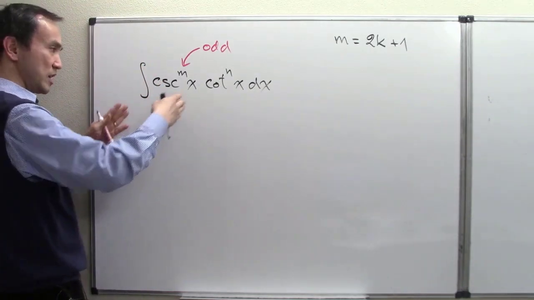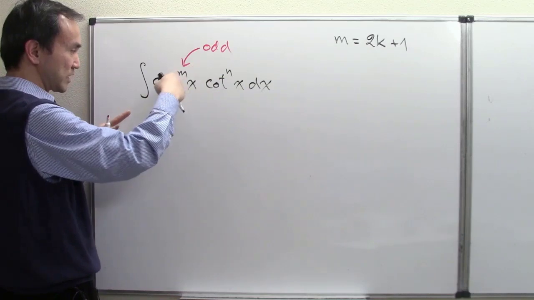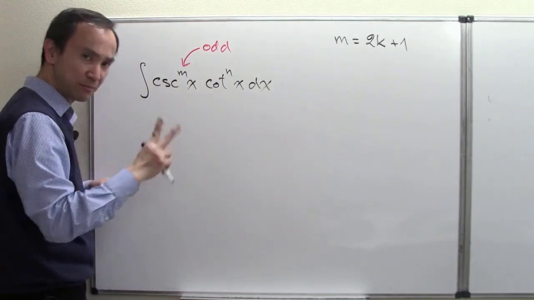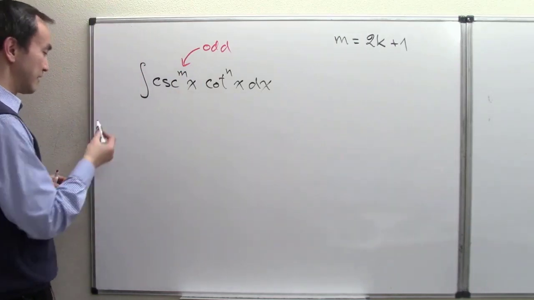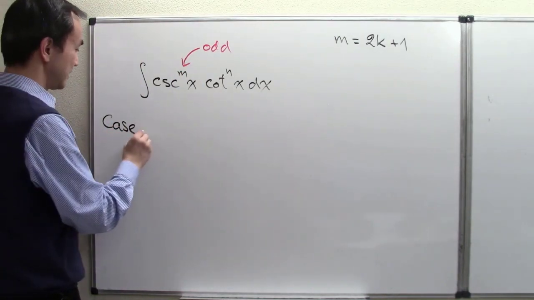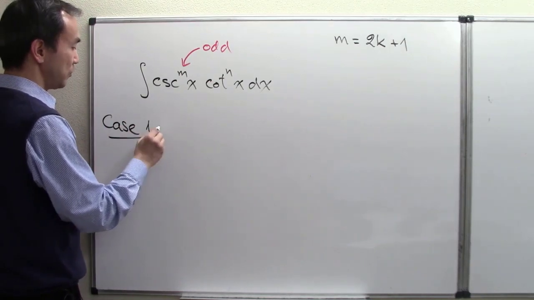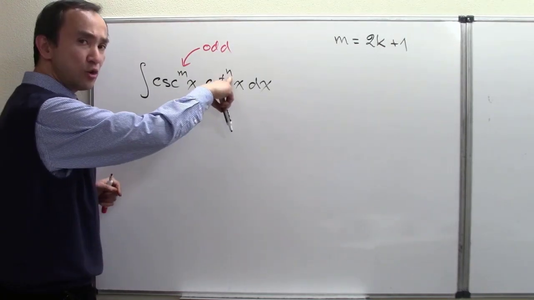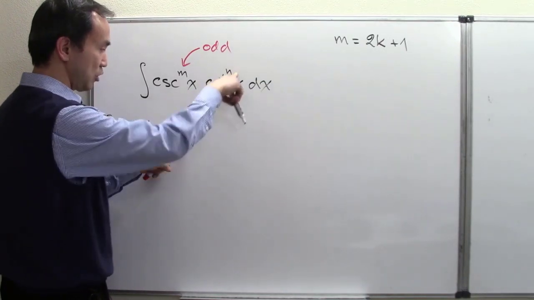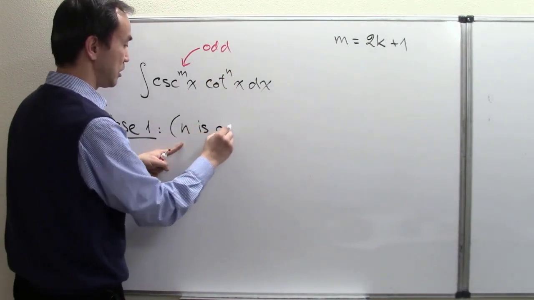So right now, as a bigger case, we're considering the power on the cosecant being odd. But now there are two subcases that allow me to pinpoint right here. The first case, the easier case, is when the power on the cotangent is also odd.